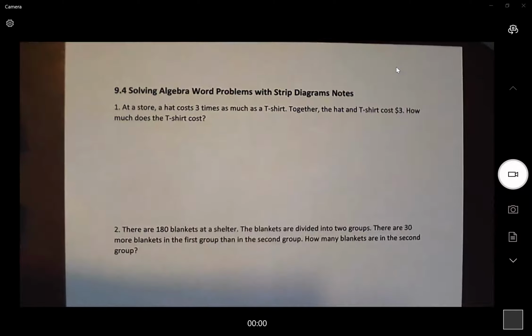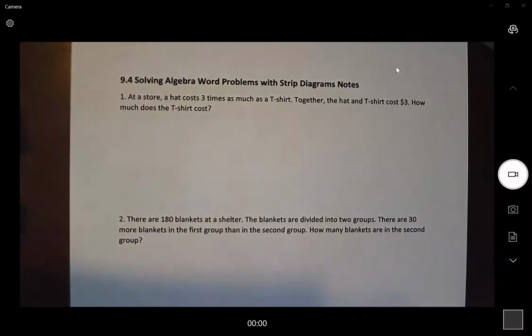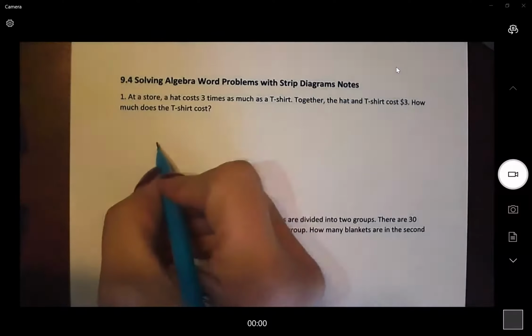All right, so to begin with here, at a store, a hat costs 3 times as much as a t-shirt. And together the hat and t-shirt cost $3. How much does that t-shirt cost? So what you want to do here is create two different parts, right? Because we have a hat and we have a t-shirt. So we have our hat here. And it's nice also if you want to use different colors. Students like that, they like to use different colors.